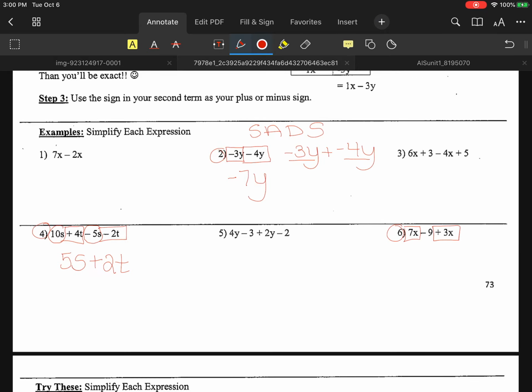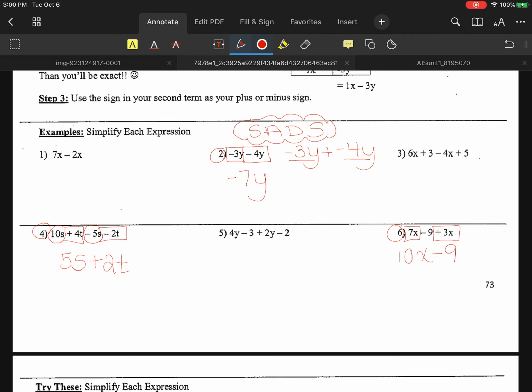Number 6, 7x and a plus 3x. Both are positives. Even though the 7 doesn't have a plus sign, we know it's positive because when we have a number without a sign, we know it's a positive value. So signs are the same. I add. 7 plus 3 is 10, and I put an x. The minus 9 just drops down. That's my constant, and there's nothing I can combine with it. Notice that when I bring the 9 down, I bring the sign down in front of that 9.